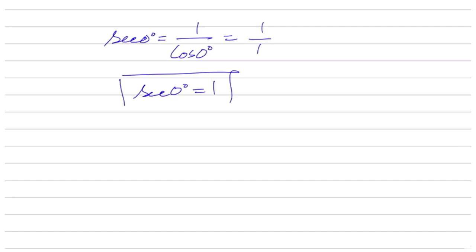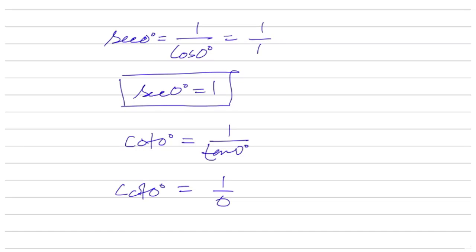And sec 0 degree is equal to 1 upon cos 0 degree. Cos 0 degree is 1, therefore this is equal to 1 upon 1. So sec 0 degree is equal to 1. Cot 0 degree is equal to 1 upon tan 0 degree. So tan 0 degree is 0, therefore this is equal to 1 upon 0. Therefore cot 0 is equal to 1 upon 0, which is undefined.